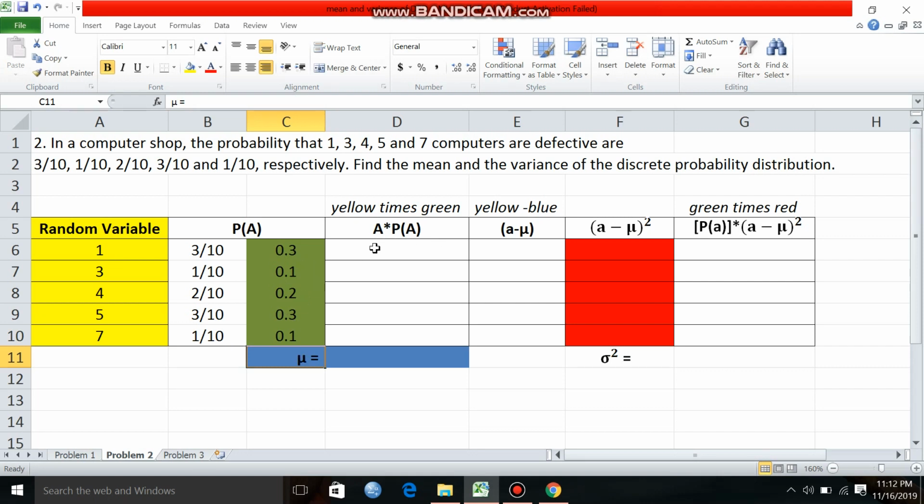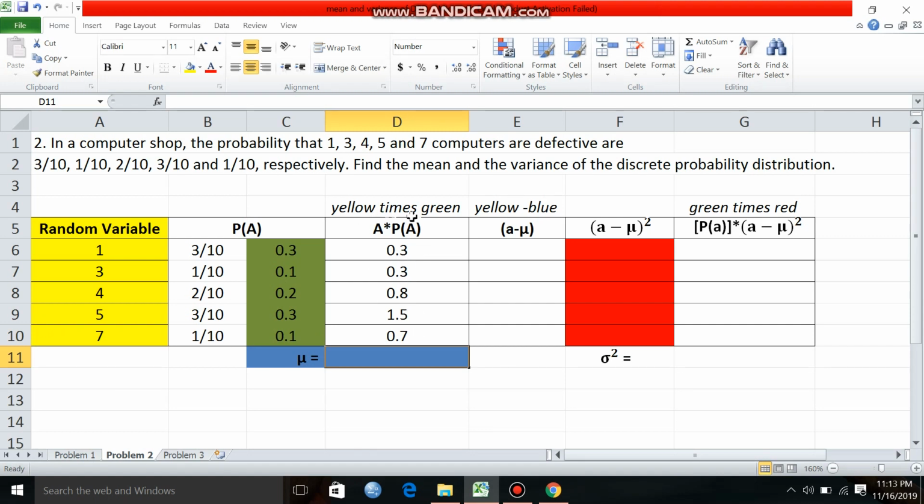Then after this, we need to multiply the random variable and the corresponding probability in decimal form, so we multiply the yellow and the green. 1 times 0.3 is 0.3. 3 times 0.1 is 0.3. 4 times 0.2 is 0.8. 5 times 0.3 is 1.5, and 7 times 0.1 is 0.7.